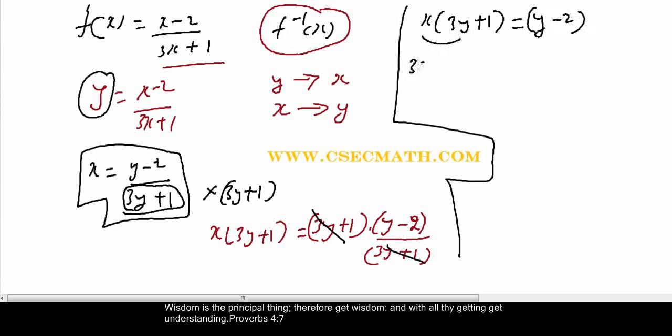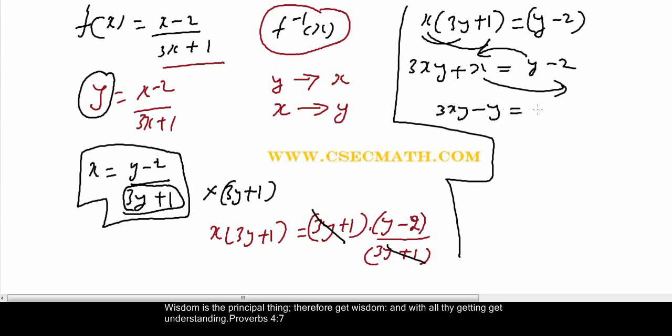Multiplying x with 3y would give us 3xy. Multiplying x with 1 would give us x, of course, with a positive sign, equal to y − 2. Moving y to the left and x to the right would give us 3xy − y equal to −x − 2, because when they move to the other side, the sign changes. Since y can be taken out as a common factor, that would leave us with y(3x − 1) equal to −x − 2.